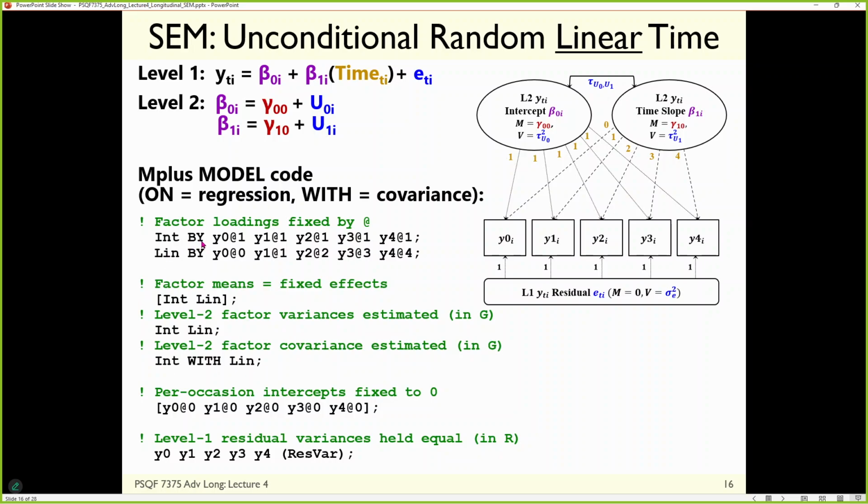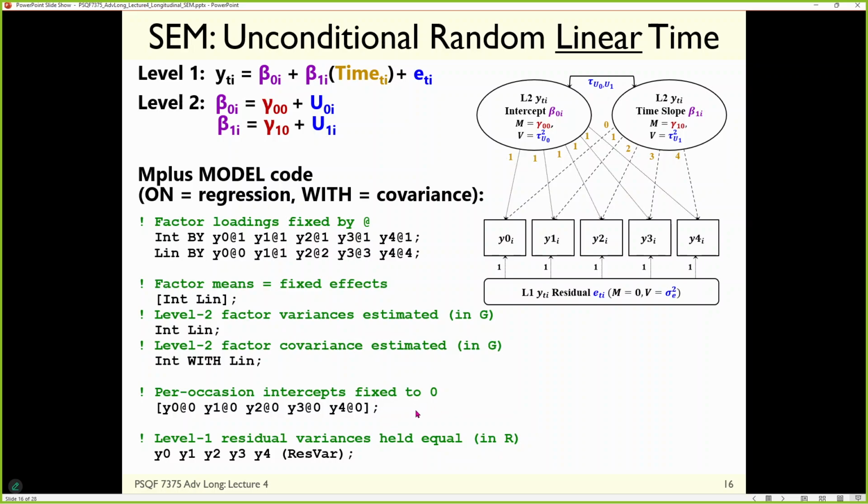Here's a new one. By means factor loadings. These can be estimated or they can be fixed. In this case, I have fixed them. So the loadings for the intercept factor are all fixed to 1. The loadings for the lin factor are fixed to the value of time relative to the first occasion, assuming this would be an equal interval example. Then we have the fixed effects in the brackets. We have the random effect variances, and then we have the random intercept and linear covariance, which is a default now. Because reasons.